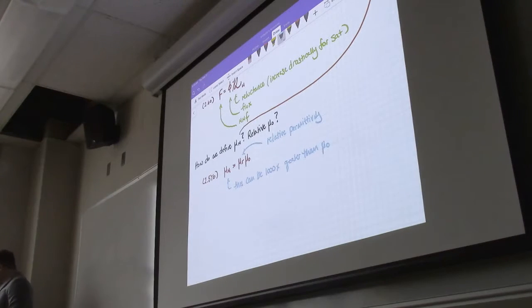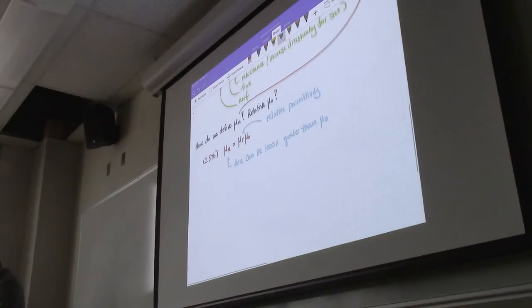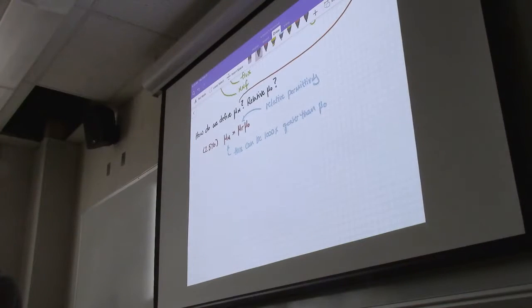Okay, so moving on. Okay, section 2.8.4. Is flux.